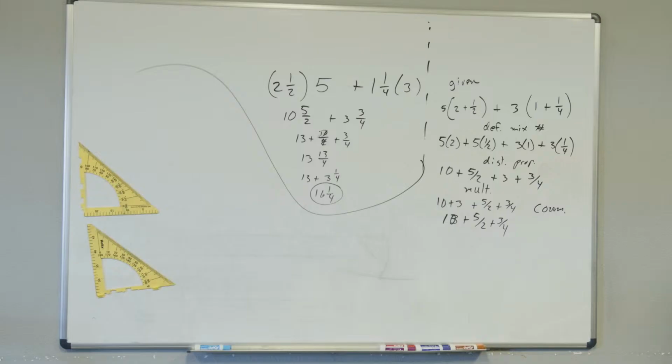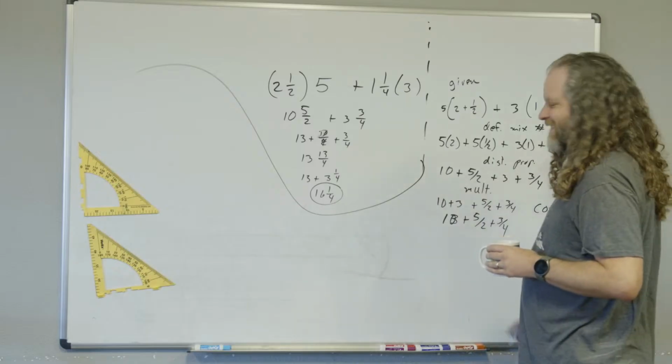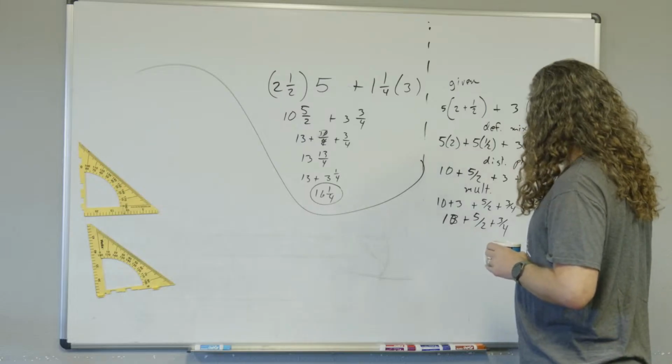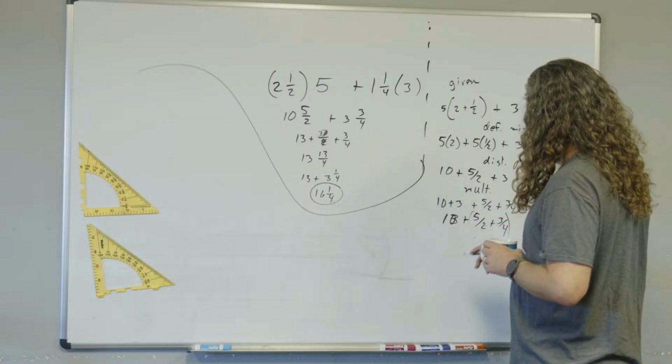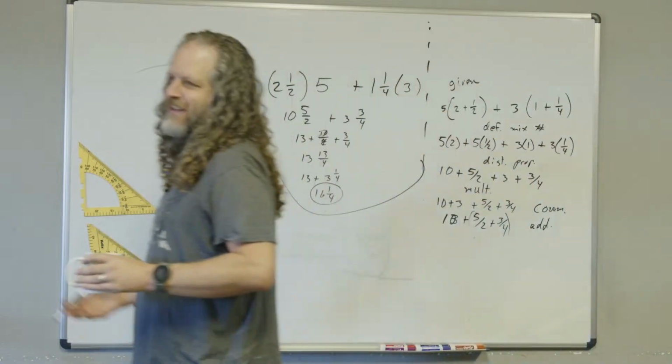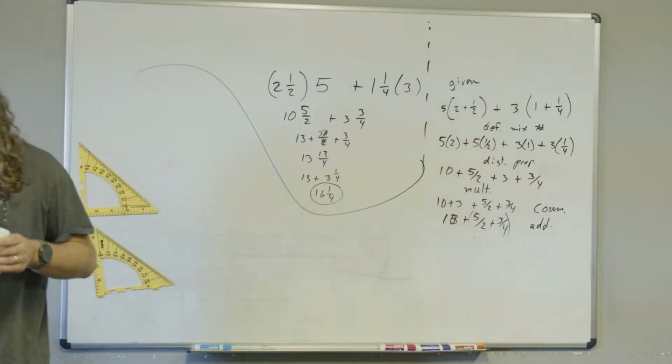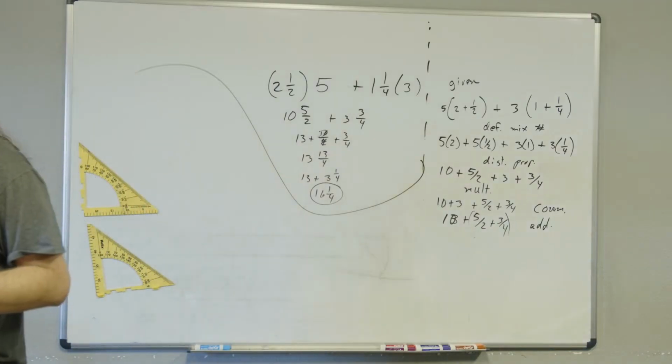What let us do that? Addition. Yay. So what they did next is they did associative and grouped the fractions, and then they combined the fractions, and then they ended up at the end with 16 and a half or whatever by addition.